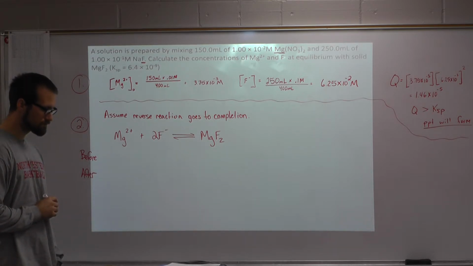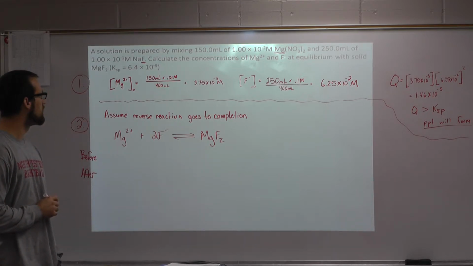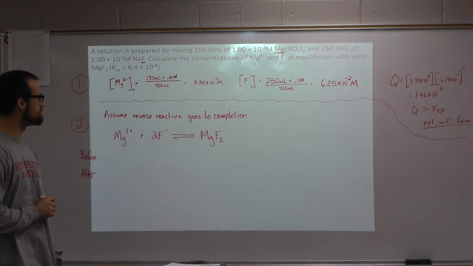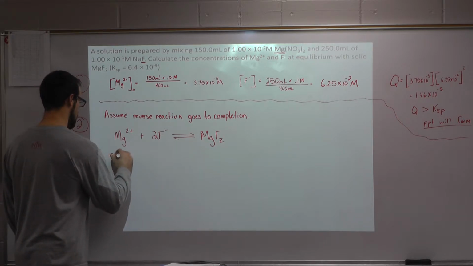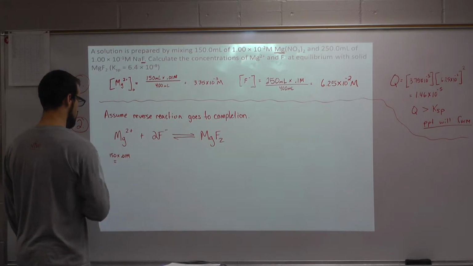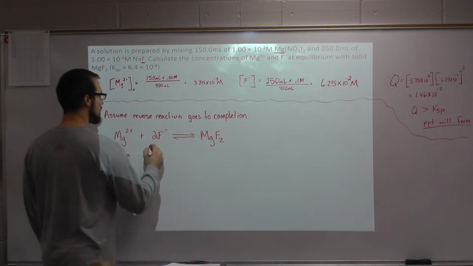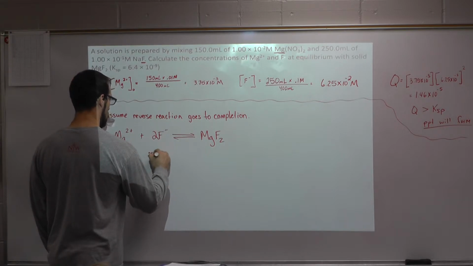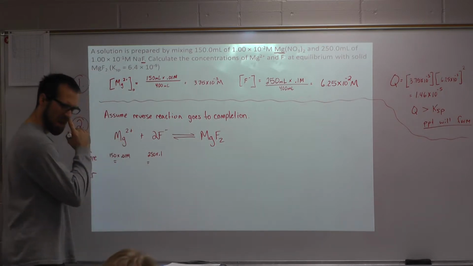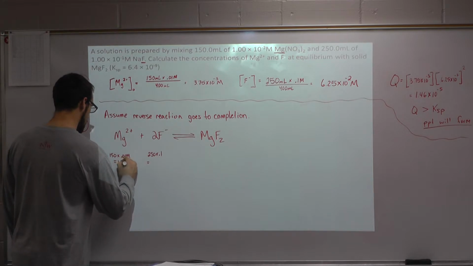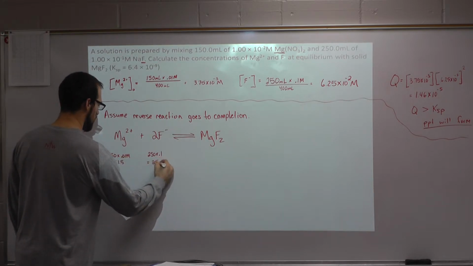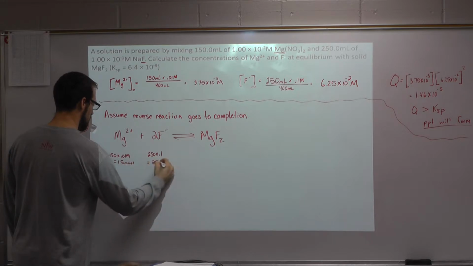Okay. So, what do I do? 150 times 0.01 per Mg, and 250 times, well, that equals 1.5. 250 times. Okay, what do we get? 1.5 and what? F goes down twice as fast, right?